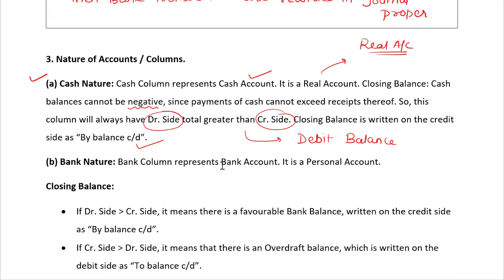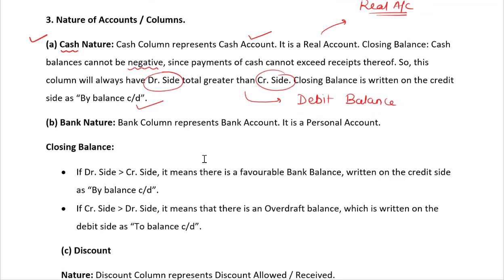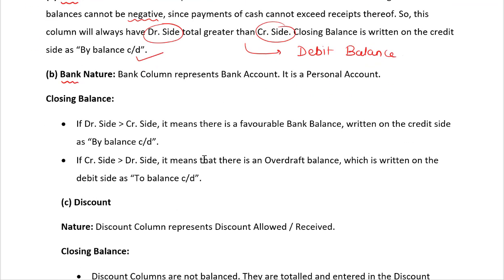Let's see the nature of bank account. This was the nature of cash account. Now the nature of bank account. The bank column represents the bank account. It is a personal account. Students, I told you the bank account is an artificial personal account. And the rules we already know: debit the receiver, credit the giver.